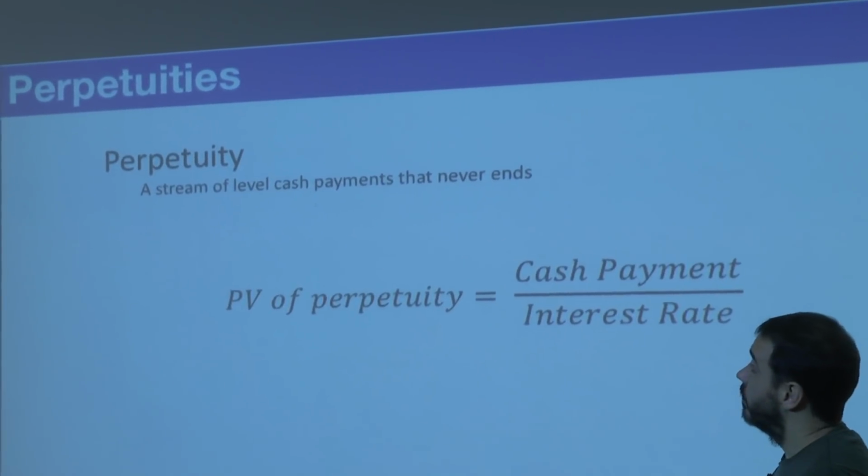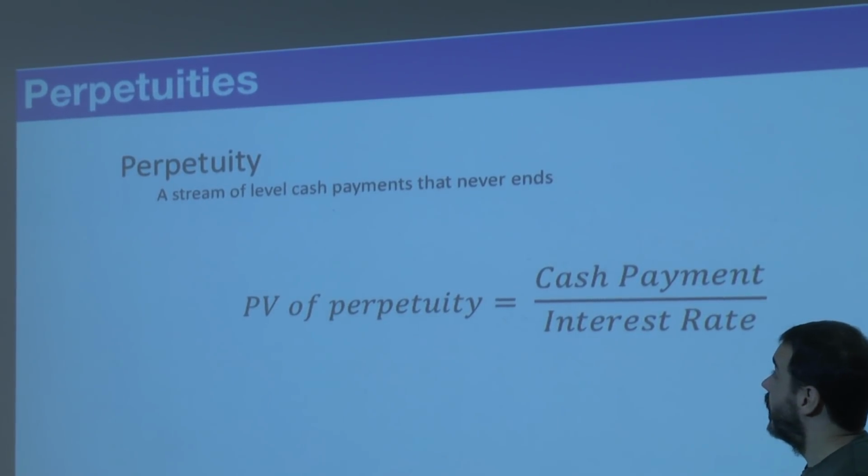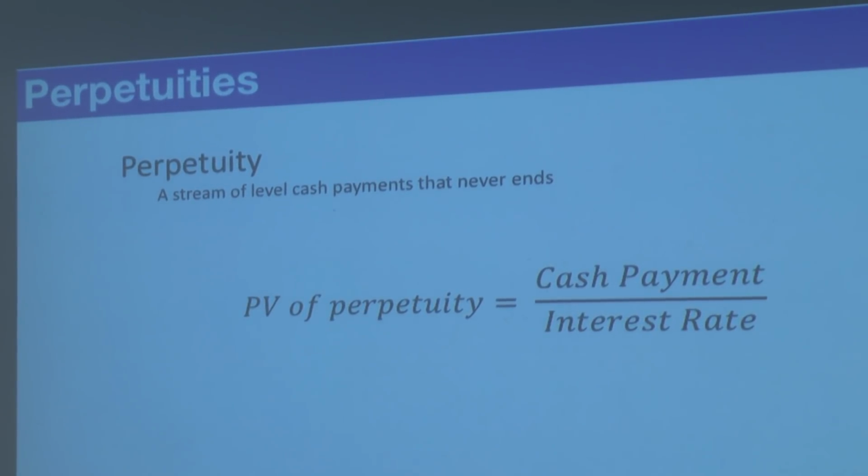Perpetuities. You have only seen level perpetuities until now, they told me, or maybe now you've also seen growing perpetuities in chapter 7. But anyway, they told me in chapter 5 you only see level perpetuities. A perpetuity is really just a stream of level cash payments that never end.